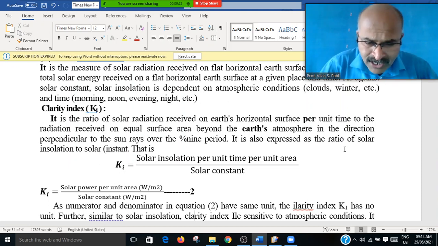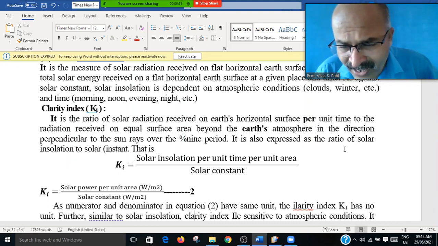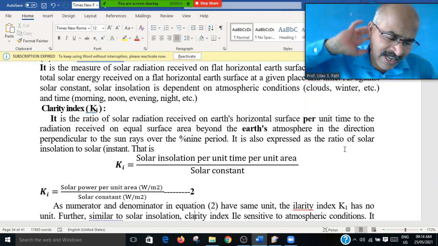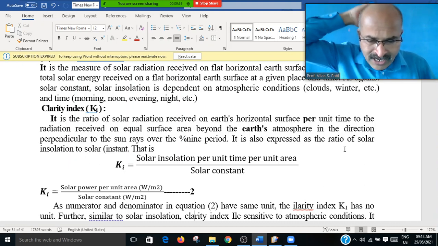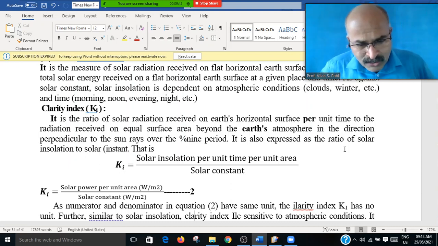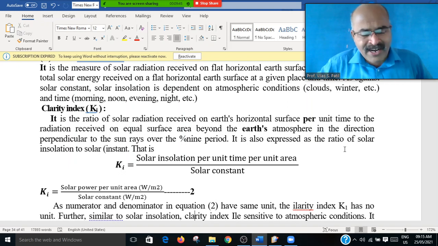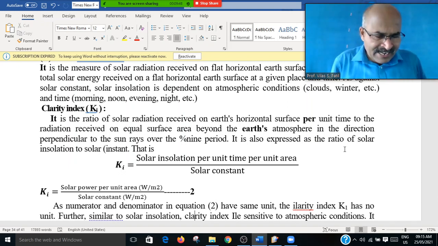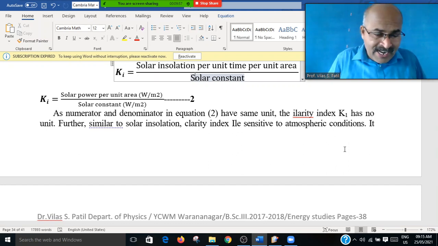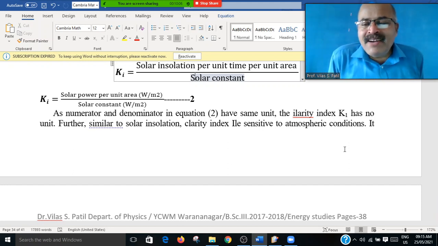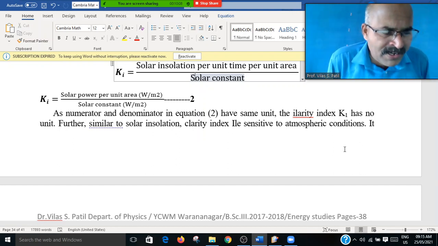over the period. It is also expressed as the ratio of the solar insolation to the solar constant. That is, the clarity index Ki is the solar insolation per unit time per unit area, in watt per meter square, divided by the solar constant, in watt per meter square.